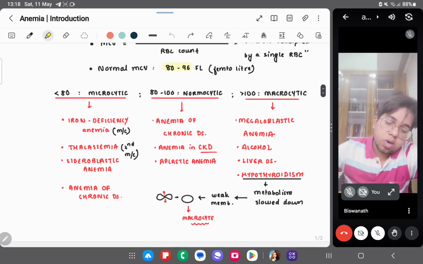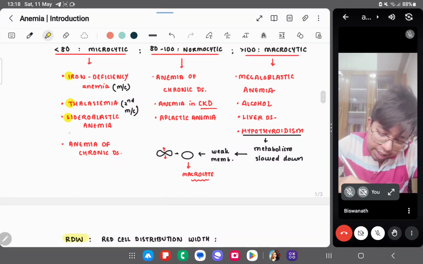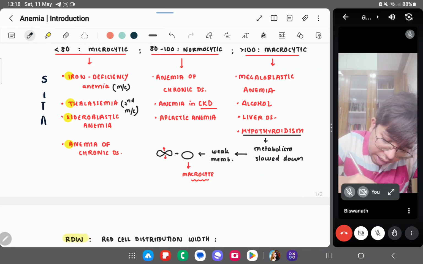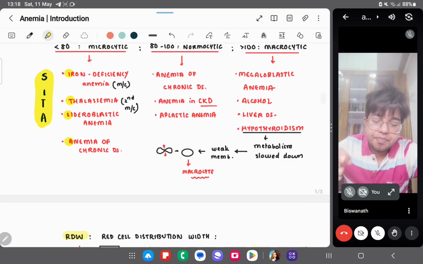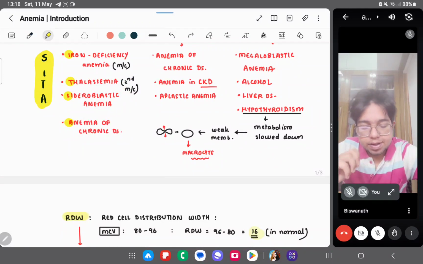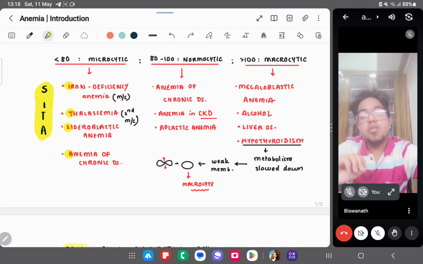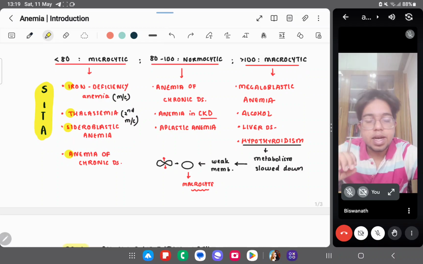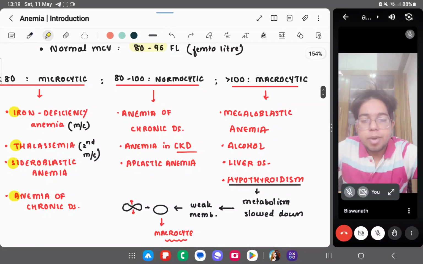Microcytic anemias you can remember by a mnemonic, SITA. S is the sideroblastic anemia, I is the iron deficiency anemia, T is the thalassemia, and anemia of chronic disease is the last, right? The most common cause is iron deficiency anemia. You might know that the most abundant anemia in India is iron deficiency anemia only, so of course it is the most common cause.